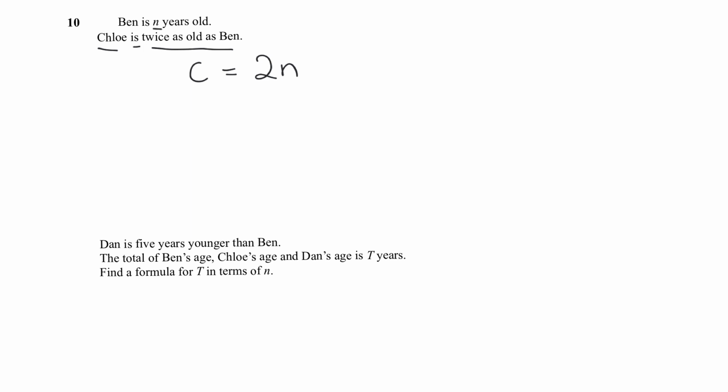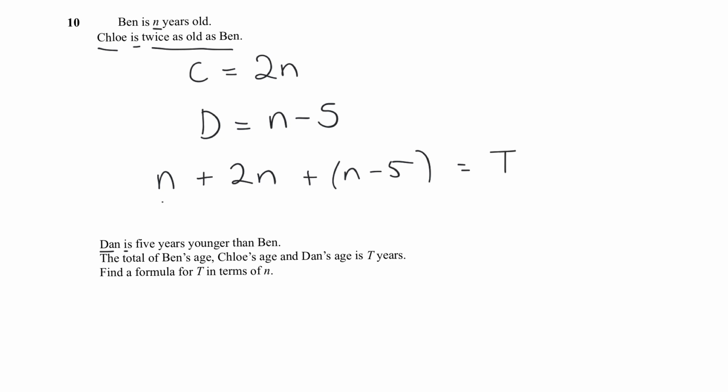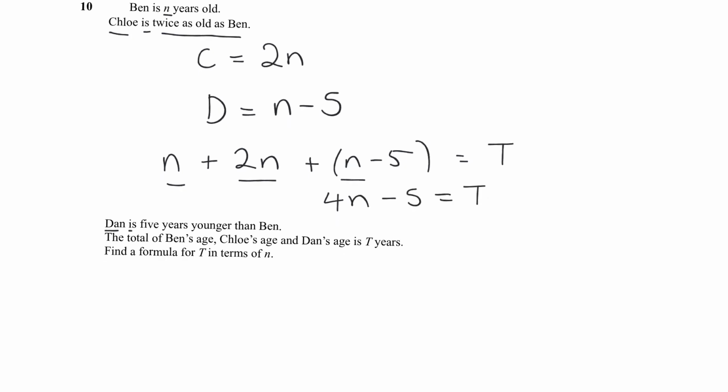Then Dan is, equal sign, 5 years younger than Ben, so that would be n, which is Ben's age, minus 5. So we know Ben, who is n, Chloe, who is 2n, and Dan, who is n minus 5, is equal to t years. So collect the like terms. So n plus 2n plus n is 4n, minus 5 equals t. So we know that the formula for t is 4n minus 5.